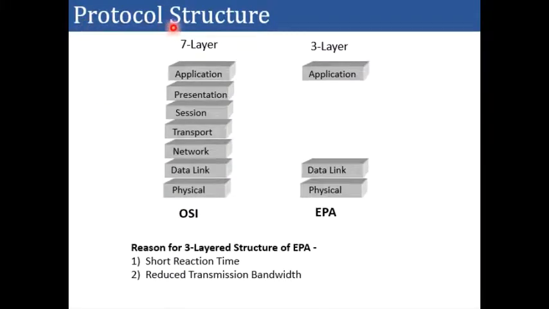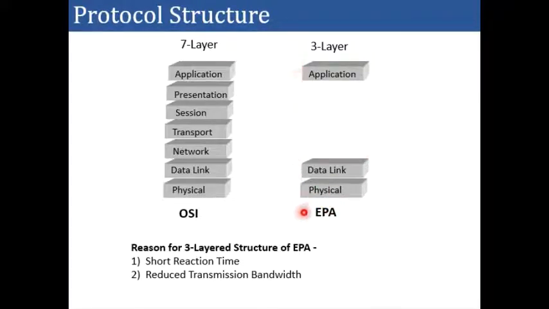Now let's see the protocol structure. So we'll compare the OSI 7-layer architecture with the EPA 3-layer architecture. In this case you will see that we have the physical layer, the data link layer, and then we have only the application layer. So all the intermediate layers, that is network, transport, session and presentation layers, are not available in EPA.